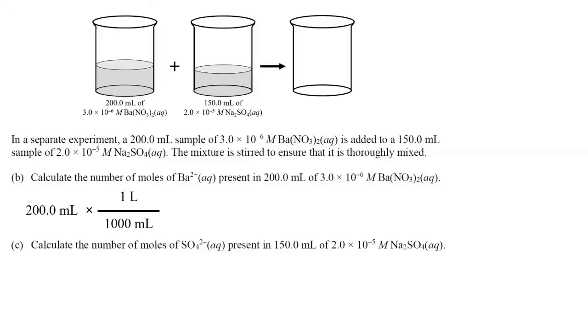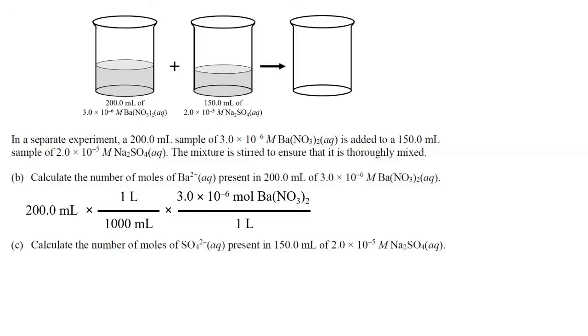Then I will use the molarity as a conversion factor to go from volume to moles. So 3.0 times 10 to the negative 6 moles of barium nitrate for every 1 liter. Now, if I stop right now and did the calculation of 200 divided by 1,000 times 3.0 times 10 to the negative 6, I would have an answer in units of moles of barium nitrate.